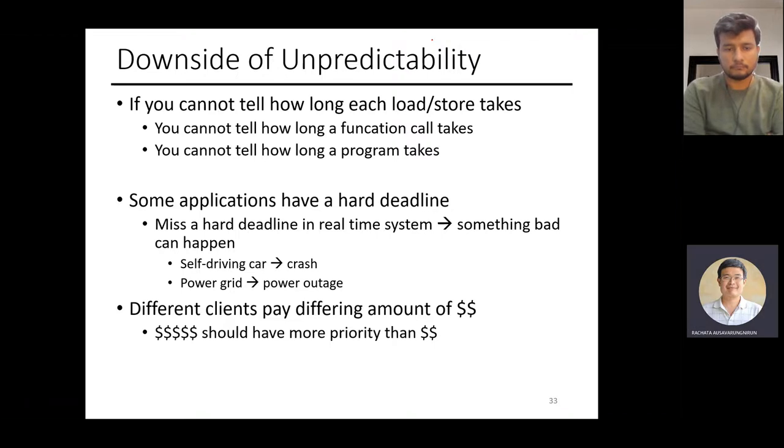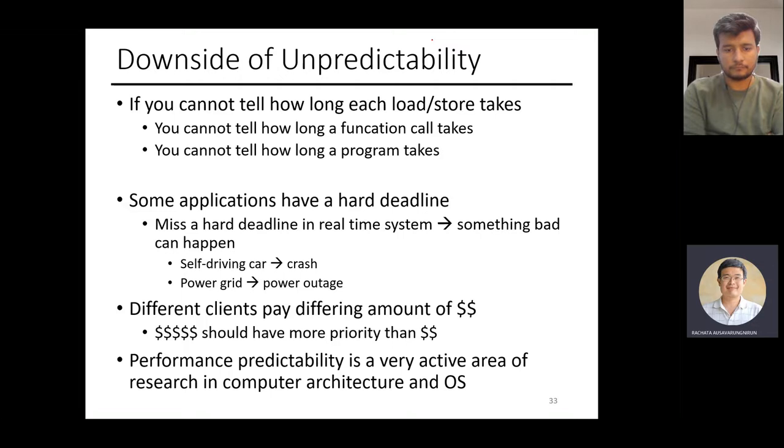Providing this form of predictability is extremely important and it's a very active area of research in both architecture and the OS area, right? This is absolutely important when you talk about cloud computing. This is not overlooked in the international world, but people in Thailand, including people in developing countries, still don't have an idea what cloud computing is.